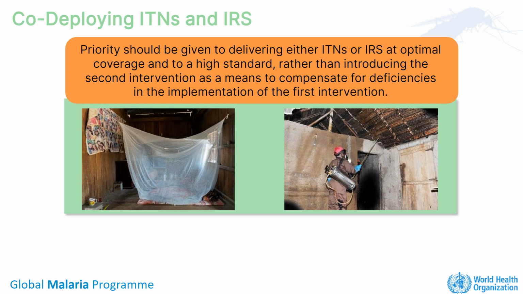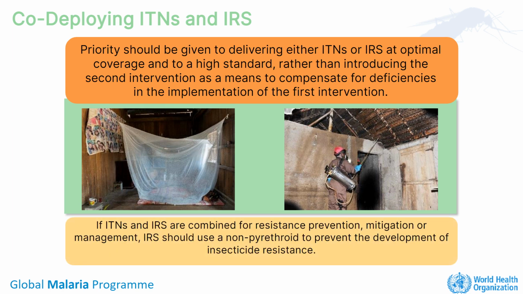One exception to this recommendation is that once high-quality coverage with one core vector control intervention has been achieved, programs could consider deploying the other core intervention to prevent, manage, and mitigate insecticide resistance. If ITNs and IRS are co-deployed, IRS should be carried out with a non-pyrethroid insecticide to prevent the development of resistance. The decision to deploy a second core intervention should only be taken after conducting a prioritization analysis across other malaria interventions, not just vector control, to ensure maximum impact of resources.